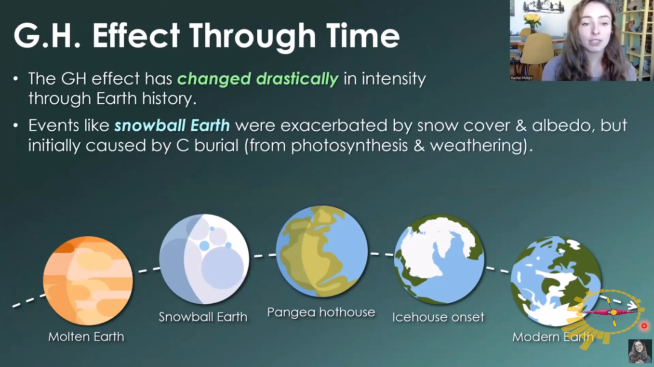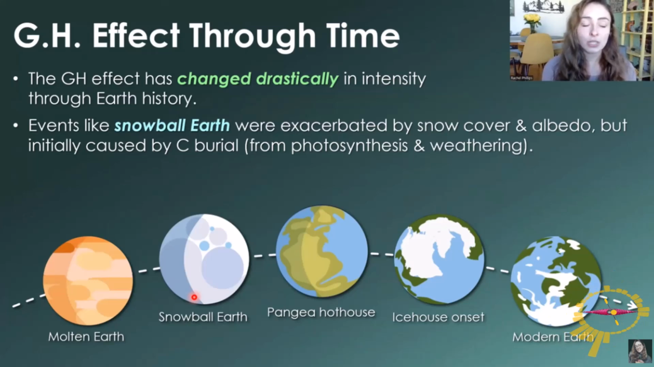For example, events like Snowball Earth were exacerbated by snow cover and albedo. In other words, they were glaciation events that nearly covered all of Earth in ice, and they were very much exacerbated or worsened by the fact that the snow cover and ice cover blocked incoming solar radiation more and more the more that it expanded. And so that was a big feedback mechanism that led to the intense spread of ice on Earth.